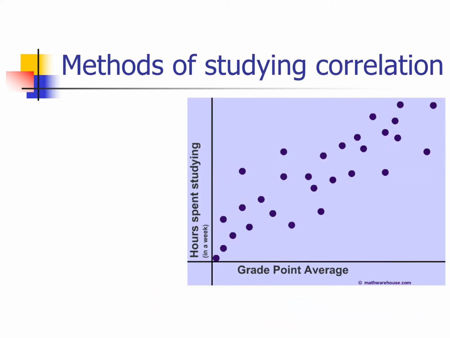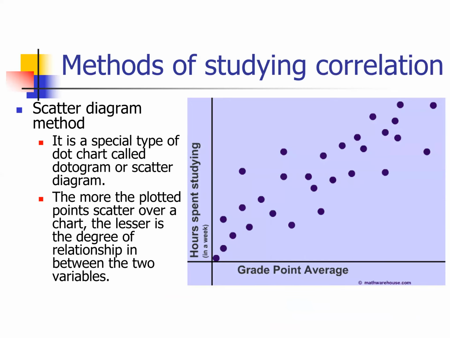Now let's talk about how to measure this correlation. The first method is called the scatter diagram. It is also called a dotogram. It is a graphical representation between the two variables. It gives the output in which the two variables are plotted and the position of the points indicates the relationship between those variables. Here, the grade point average is plotted against hours spent studying. And we can see that as you spend more hours, your grade point increases. So this is a positive correlation between the two.